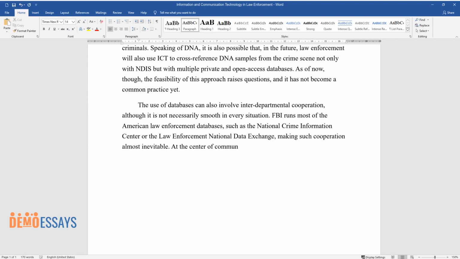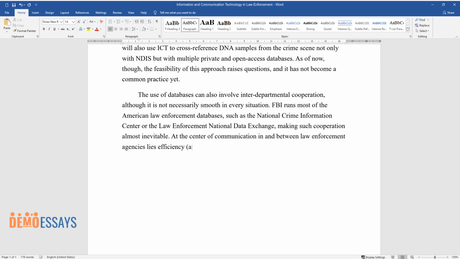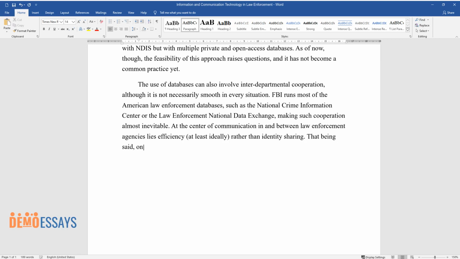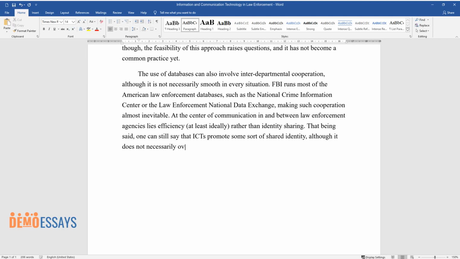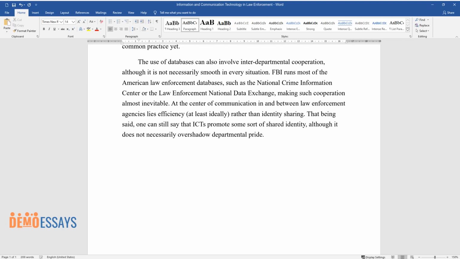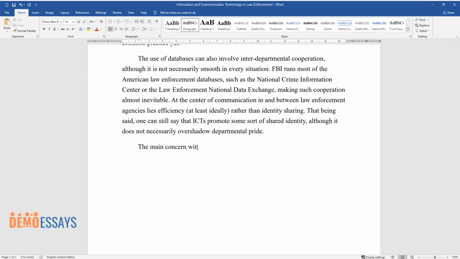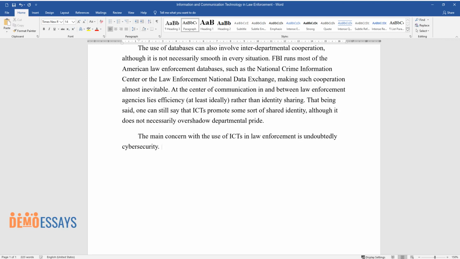At the center of communication in and between law enforcement agencies lies efficiency, at least ideally, rather than identity sharing. That being said, one can still say that ICTs promote some sort of shared identity, although it does not necessarily overshadow departmental pride. The main concern with the use of ICTs in law enforcement is undoubtedly cybersecurity.